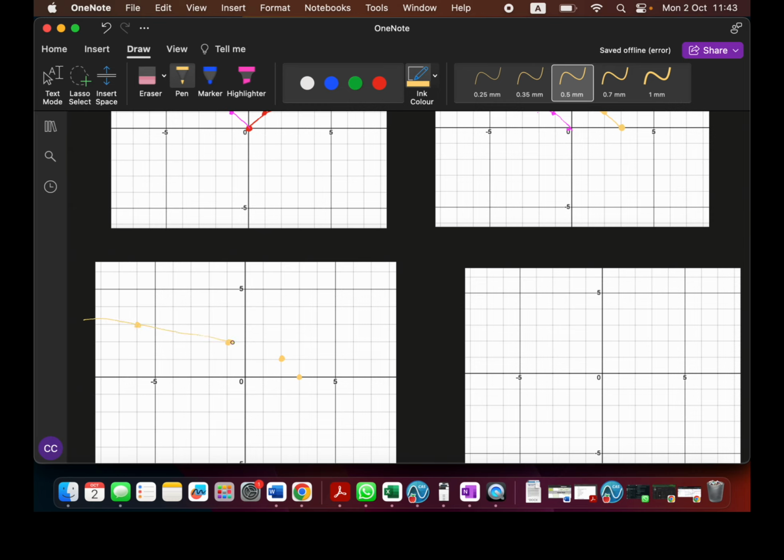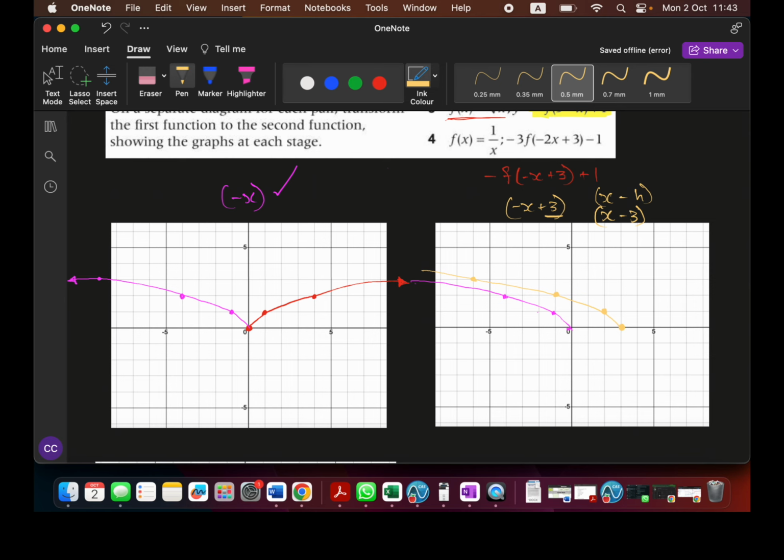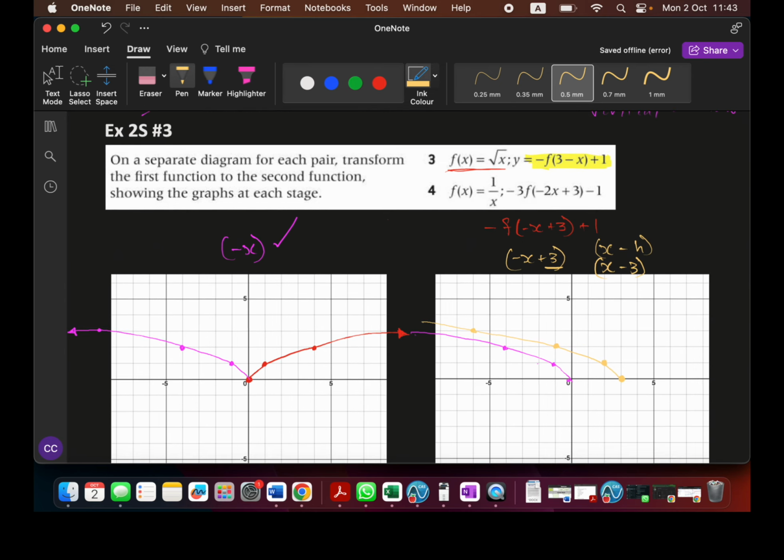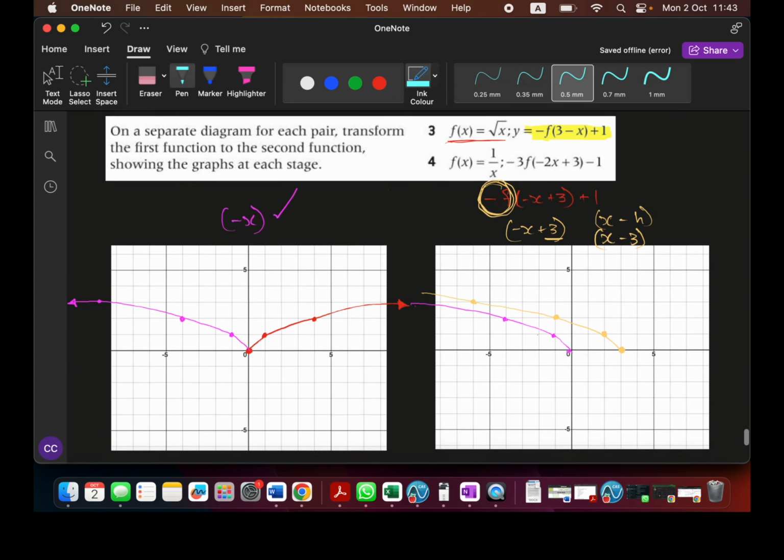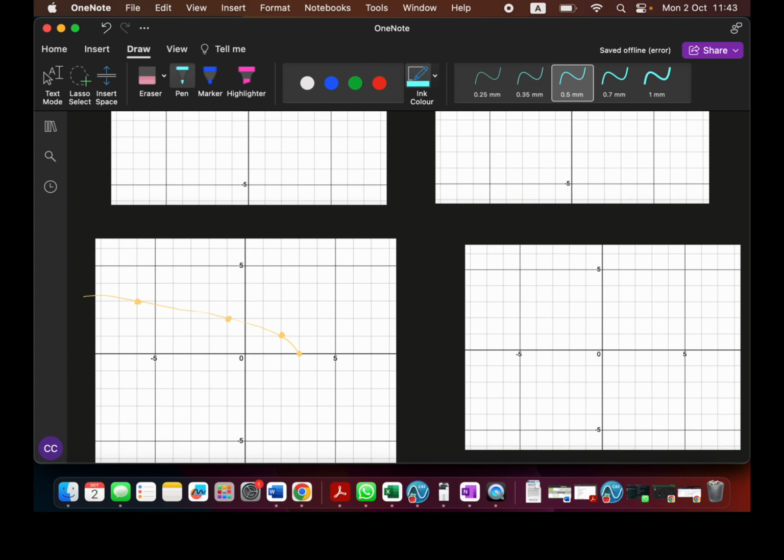The next thing I have to do, looking back at my function, is order of operations. I've got to do this negative next. So dealing with that negative, what does it mean to negate a function? Well, it means we flip it across x. So this function just gets flipped right across x, and there we go. So this is my negative f.